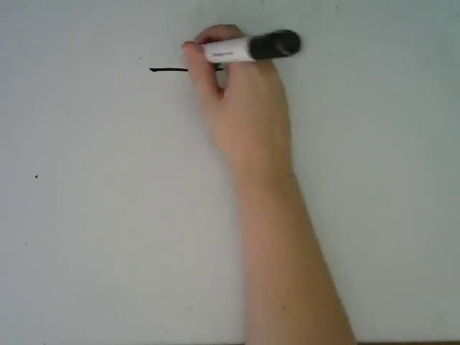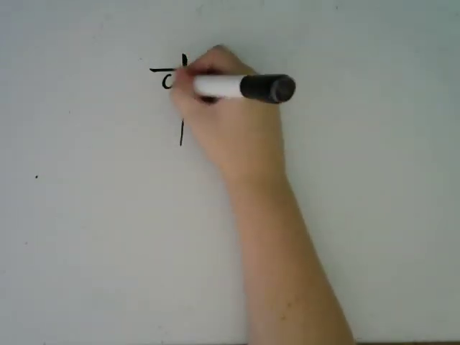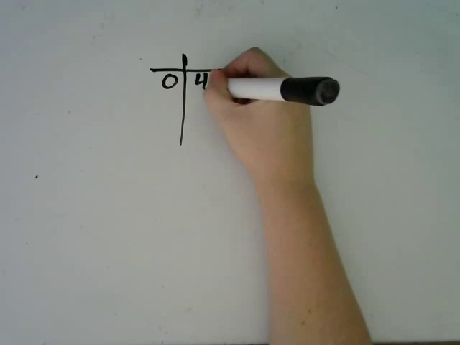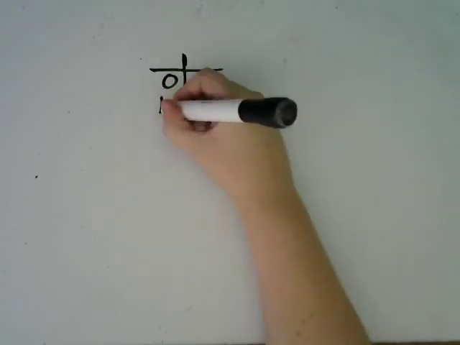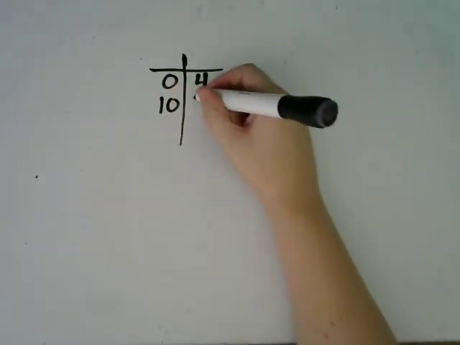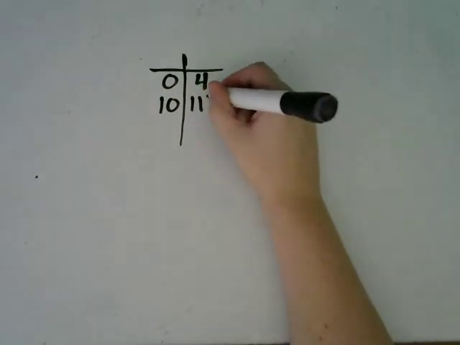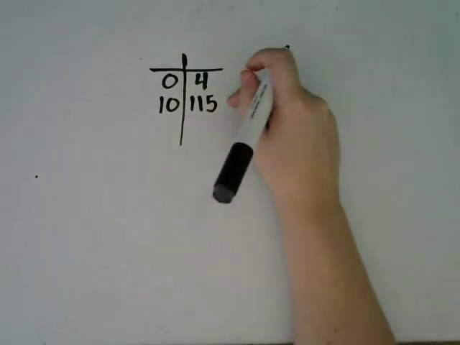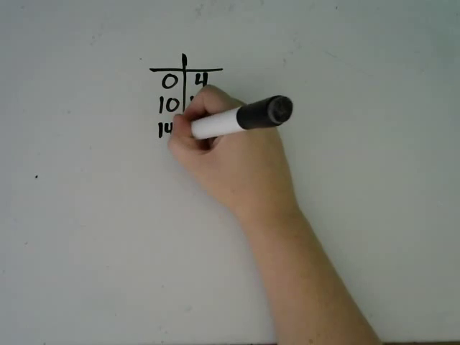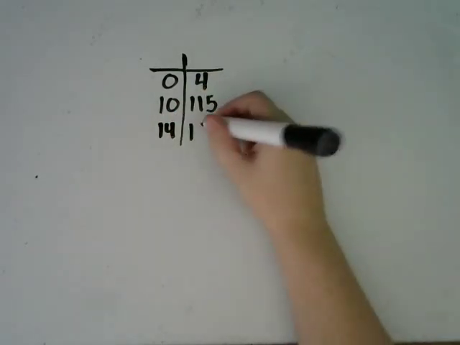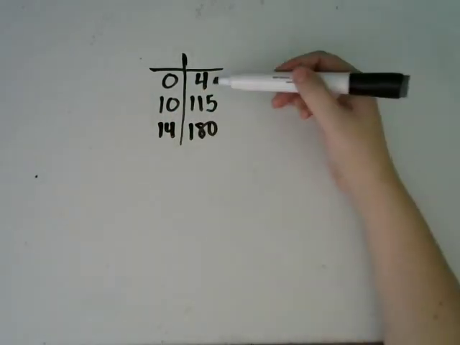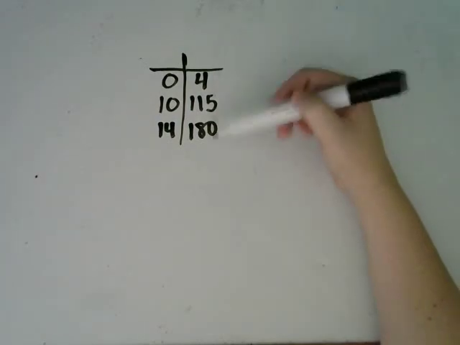So let's take a closer look at this function. Now that we have some values, we can make a table. We know after 0 days, there are 4 flies. And we know that it takes 10 days to reach 115 flies, half the carrying capacity. We also know it takes 14 days to reach 180 flies. How do you get a function that grows like this?